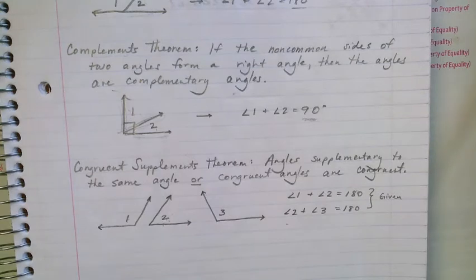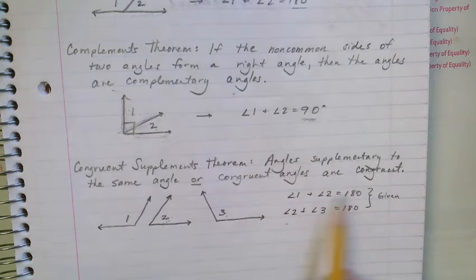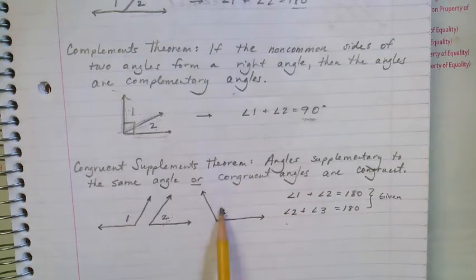So again, if we have two angles, 1 and 3, that are supplementary to the same angle, or congruent angles, then they are congruent. Okay, so they're saying that angles 1 and 3 have to be congruent.